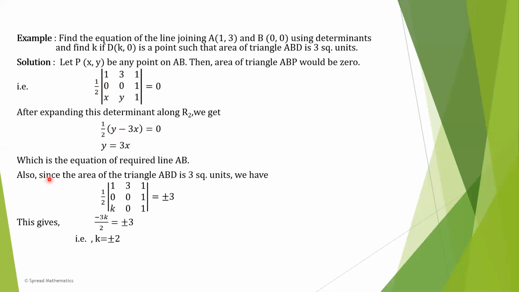Now, since the area of triangle ABD is 3 square units, we will take plus 3 or minus 3 both. So the determinant 1 upon 2 with rows 1, 3, 1; 0, 0, 1; k, 0, 1 will be equal to plus minus 3. After expanding along R2, we will get minus 3k upon 2 equal to plus minus 3, and k will be plus 2 and minus 2 both. This is the required answer.